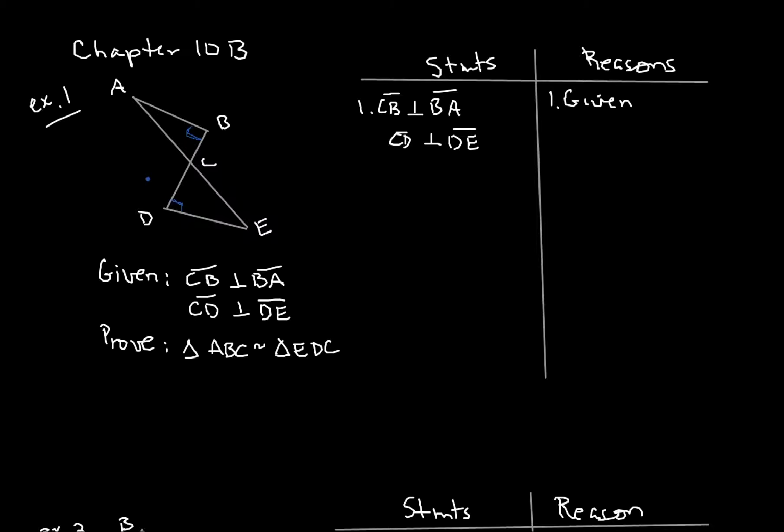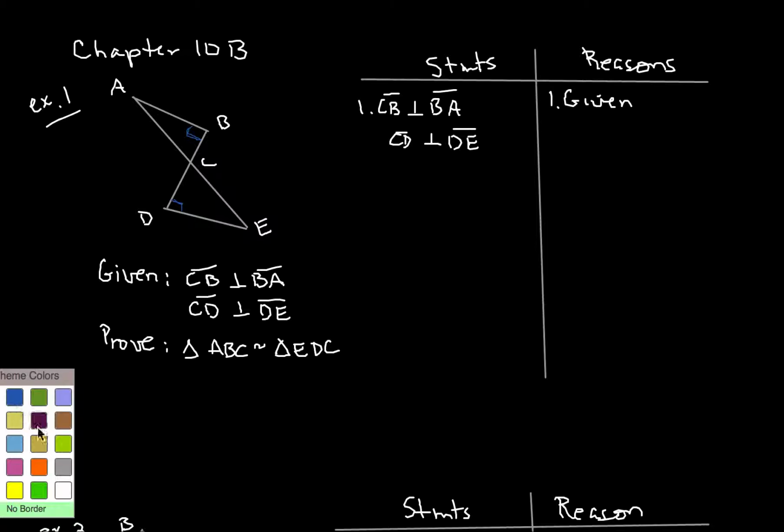Now, to prove that two triangles are similar, it's actually easier than proving that two triangles are congruent. To prove that two triangles are similar, all you have to do is prove that two angles are the same in each triangle, and then you'll have the triangles are similar. So let's see if we can do that. I think you're going to like this. Let's give it a try.